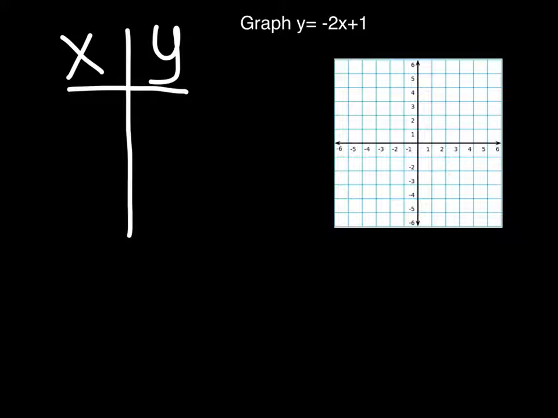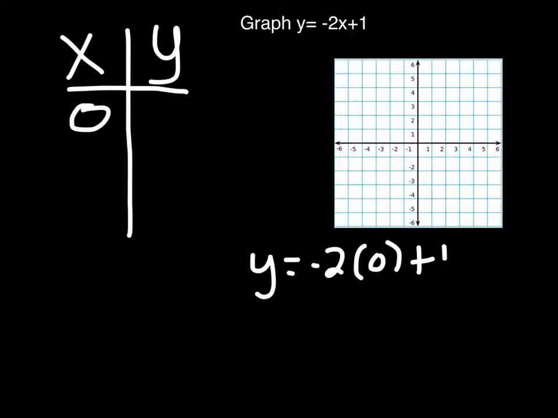So let's pick some easy points. Don't pick hard numbers. For x, why don't we try 0? 0 is a pretty easy number to figure. When I plug that into this equation, I get y equals a negative 2, plug in the 0 for x, plus 1. Well, negative 2 times 0 is 0, plus 1 is y equals 1. So when x equals 0, y is 1.